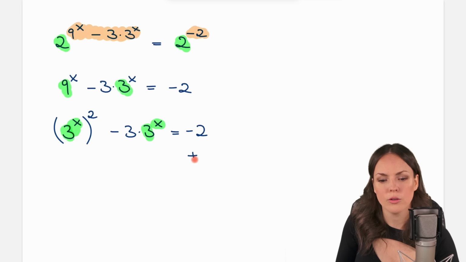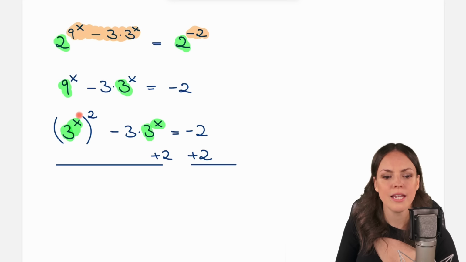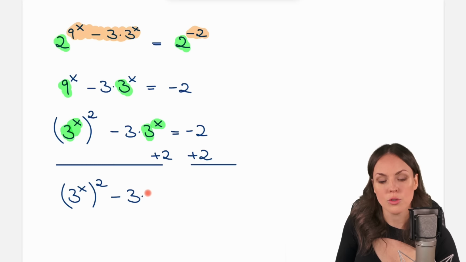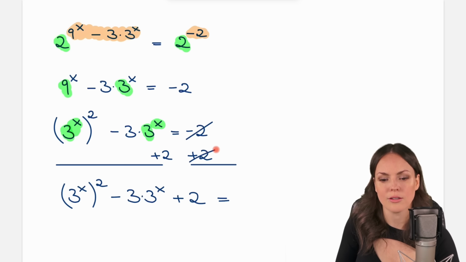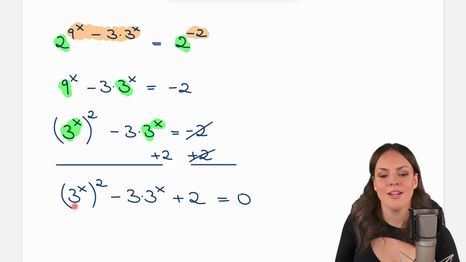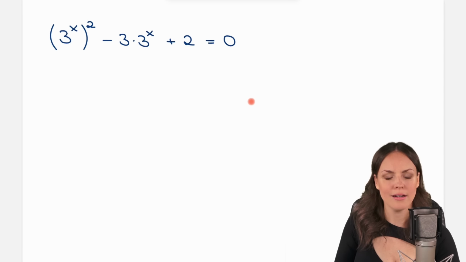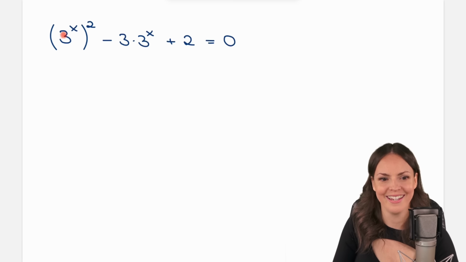So let's just add the 2 on both sides of the equation, so that we have 3 to the power of x and all of this squared minus 3 times 3 to the power of x, then the plus 2 from the other side, and on the other side, this cancels out, and we get a 0. Okay, so this is our equation now, and why am I so happy that we have 3 to the power of x here and 3 to the power of x here?